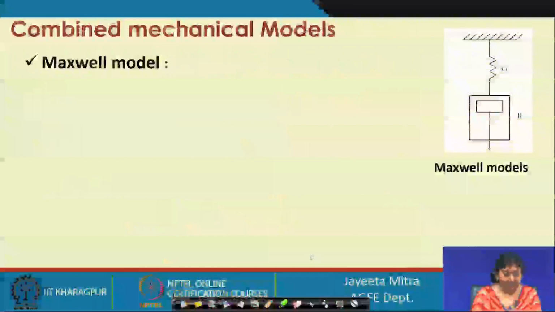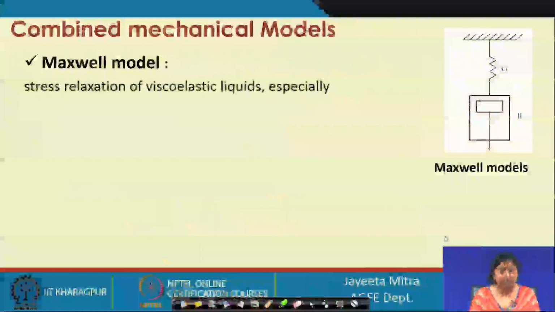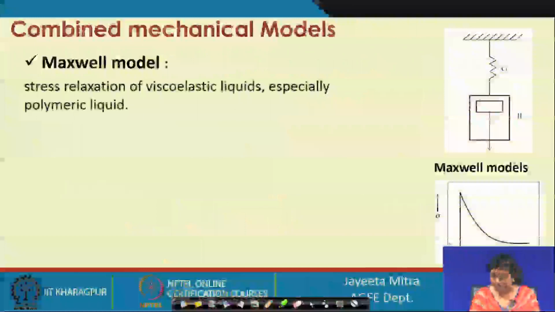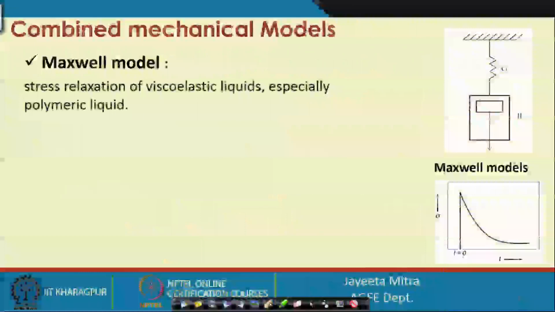The Maxwell model is a very important model where the spring and dashpot are connected linearly, in series. Here, the stress relaxation of viscoelastic liquids, especially polymeric liquids, can be expressed. What will happen is that initially, when the stress is applied, it comes through the spring. The spring expands following the elasticity, so it is directly proportional to the applied stress.